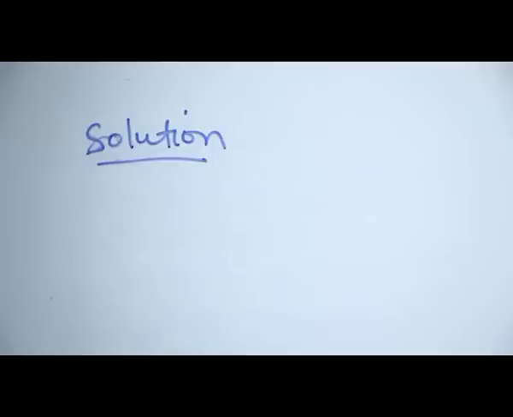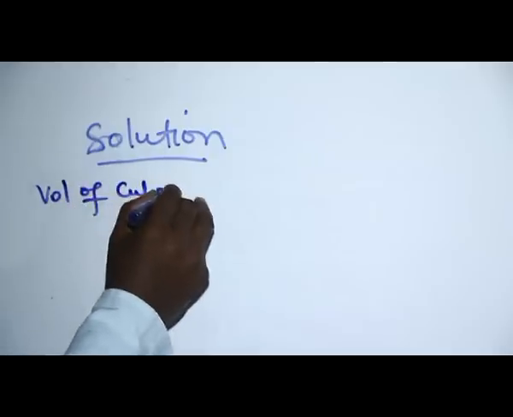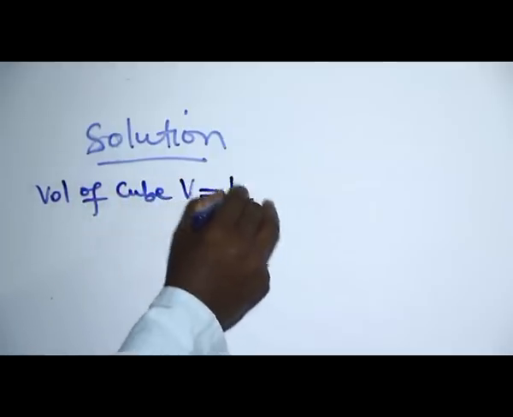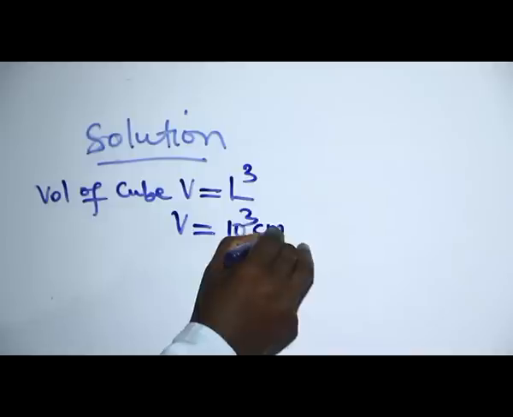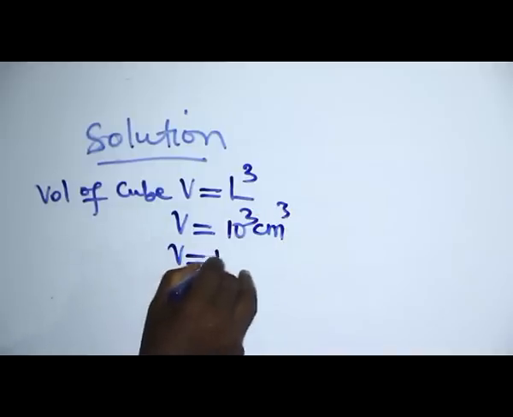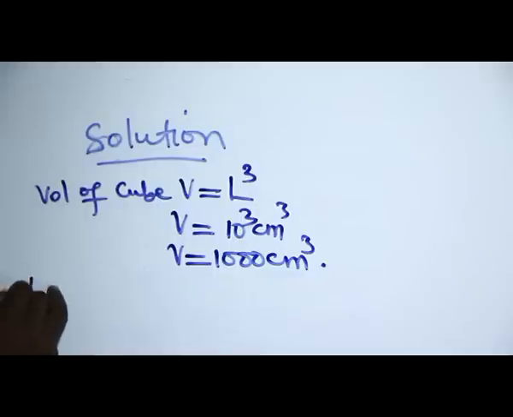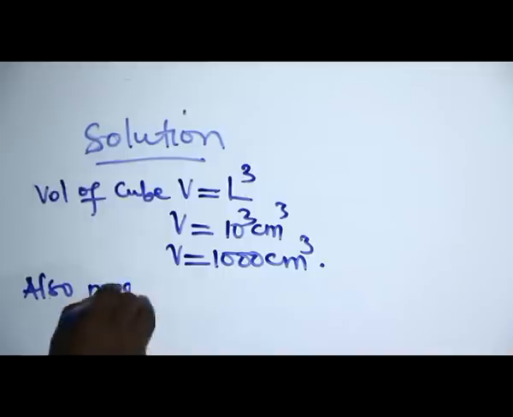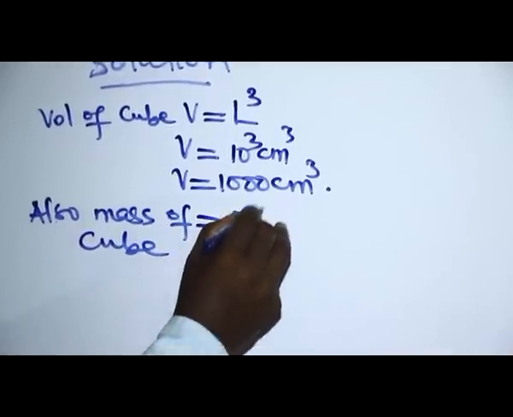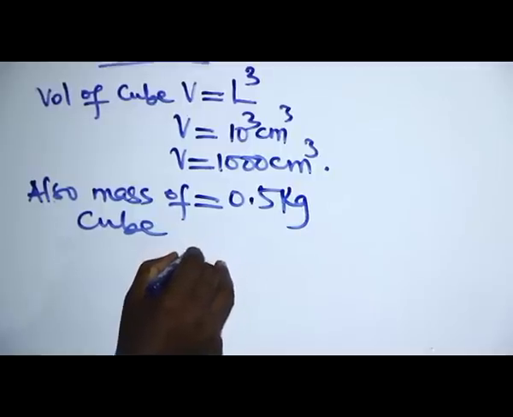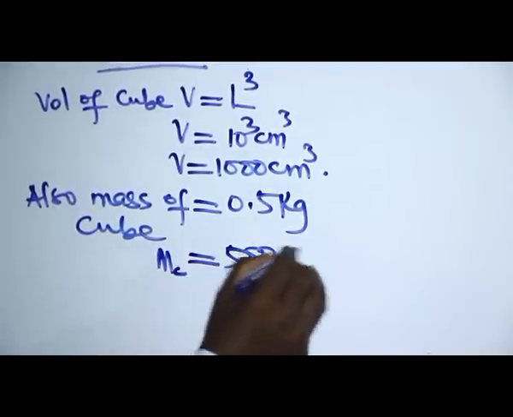First, the volume of the cube. Volume of cube is equal to L raised to power 3. That will give us 10 raised to power 3 cm cubed. The volume becomes 1000 cm cubed. Also, the mass of the cube is equal to 0.5 kilogram, which is the same thing as 500 grams.